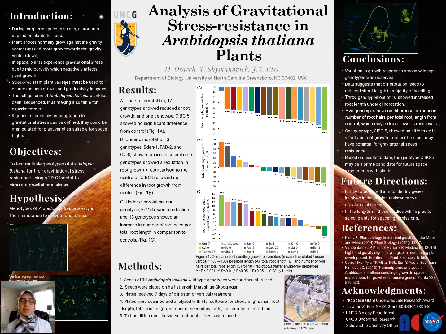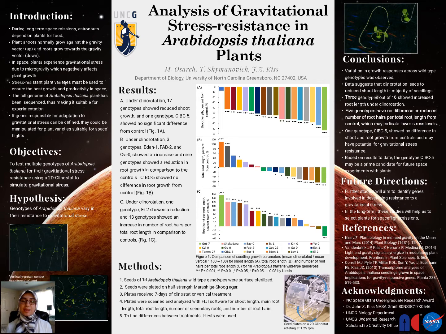So for my experiment, I experimented with 18 wild-type genotypes of Arabidopsis thaliana, and this plant is a great model plant because it has its entire genome sequenced, as well as it has cousins. There are cousins of this plant that are edible, so that's important for our end goal of this project.